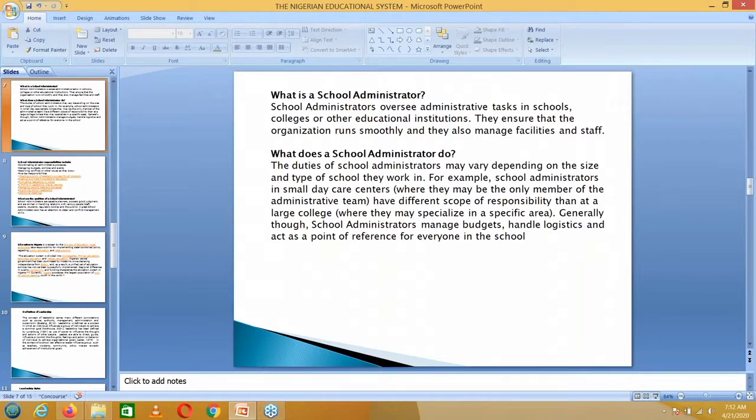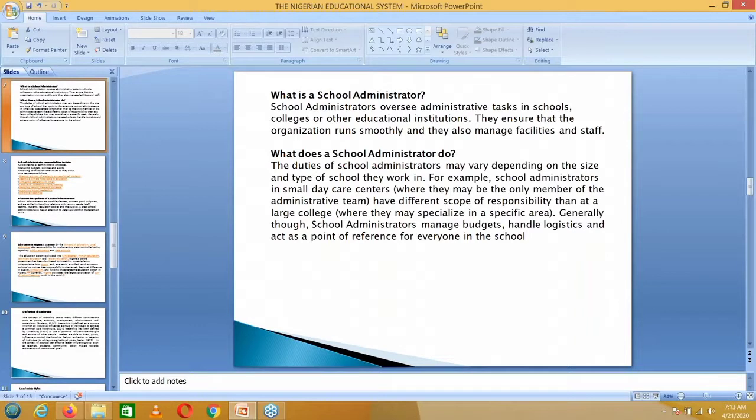Now, we have different types of school administrators. In a daycare, we have a headmaster, or in a primary section like the kindergarten, we have the head teacher or headmaster, or headmistress, we have the head teacher and all that.